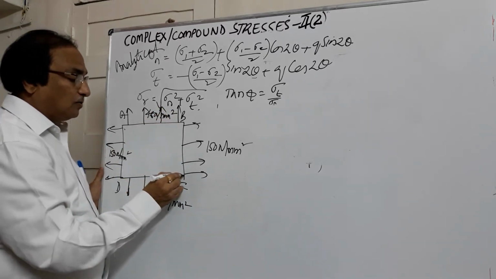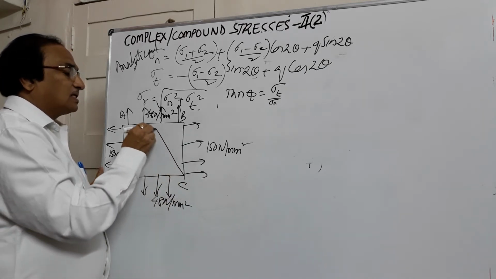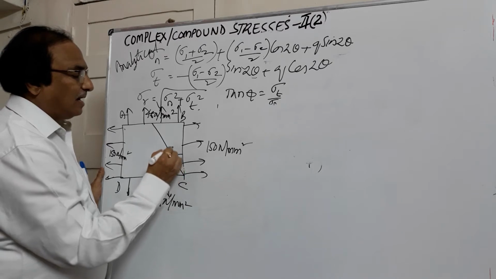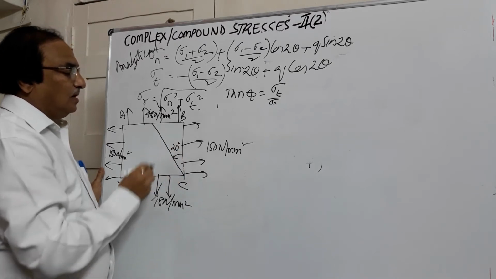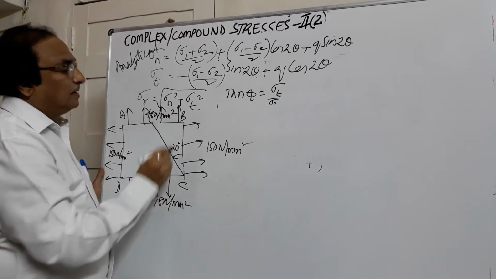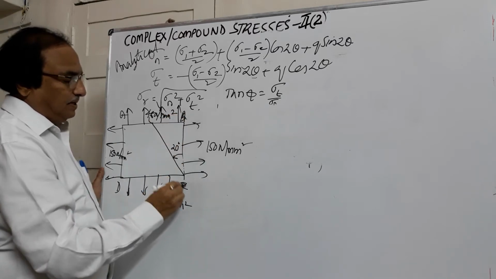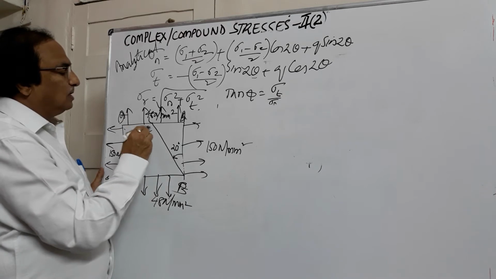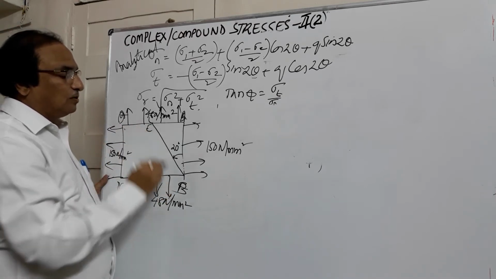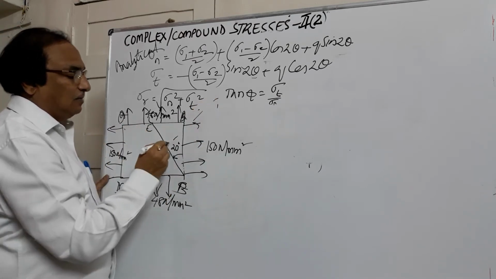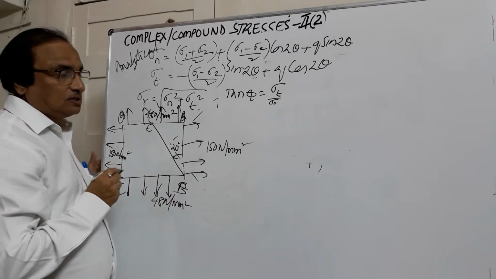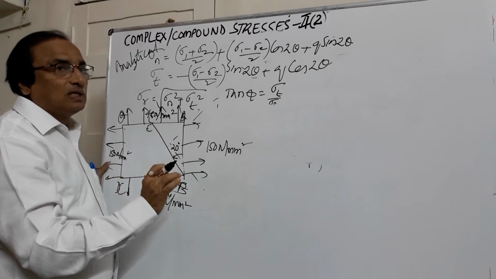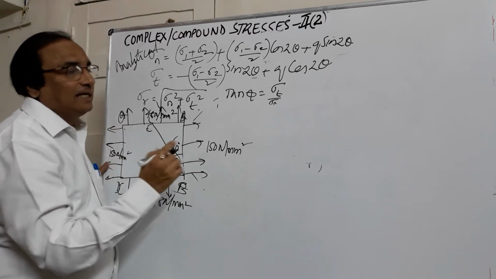Now you are required to find the normal stress and tangential stress on a plane making an angle of 20 degrees. On this plane, BE, we will go with the same notations. You will have to find what the normal stress and the tangential stress are on this plane. This is a direct application of the formula. The important thing is to note down the data based upon the sign convention.